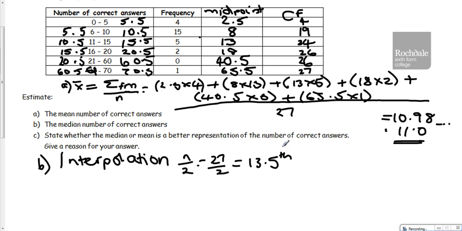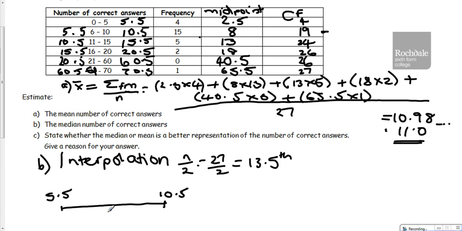The 13.5th value would lie in this interval here. We've got 4 in the first interval, and by the end of the second interval we've got 19 values. So the 13.5th value will be somewhere in here, and I'm going to draw a little diagram. I find a diagram useful. So I'm drawing a diagram of this second interval. Now if you look, the boundaries of the second interval are 5.5 up to 10.5.